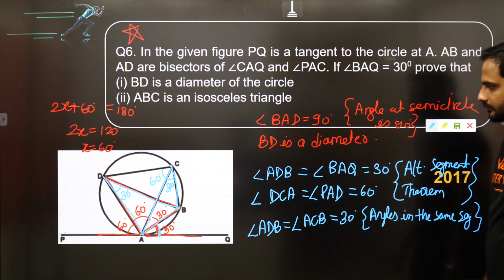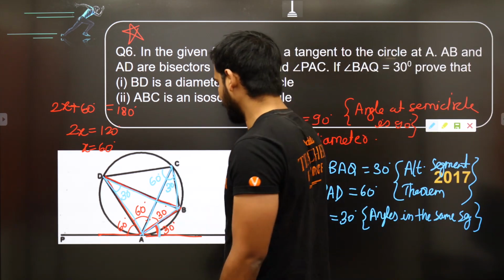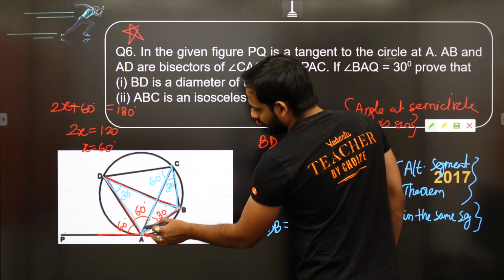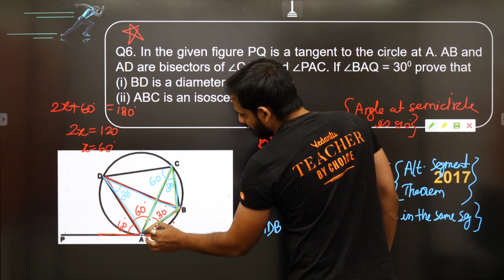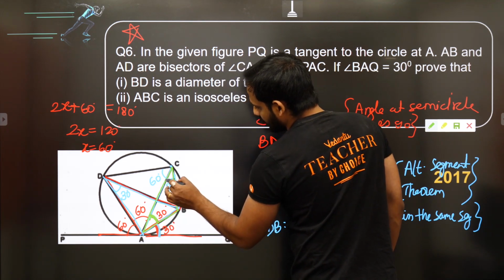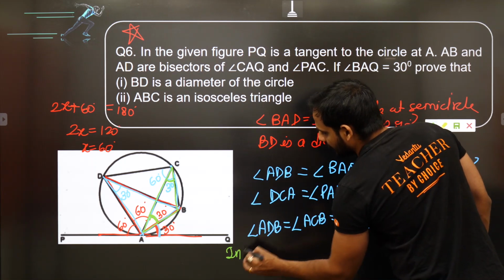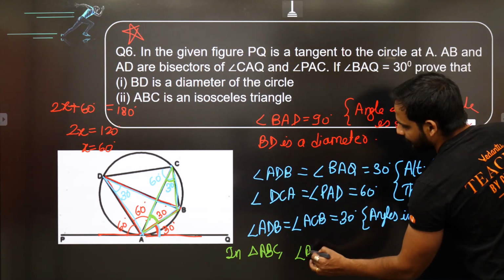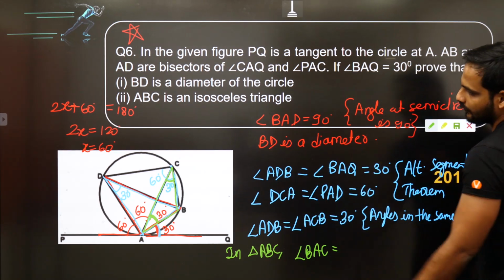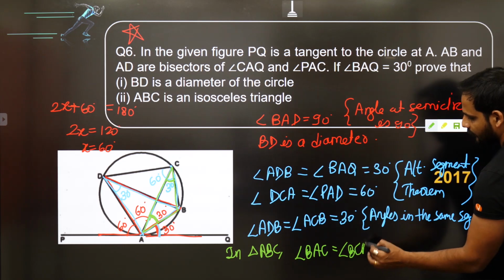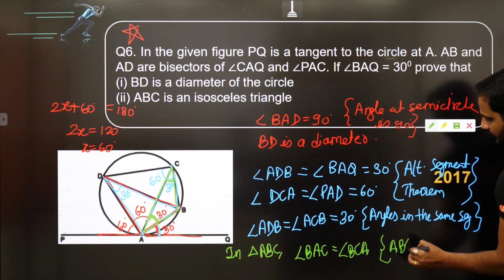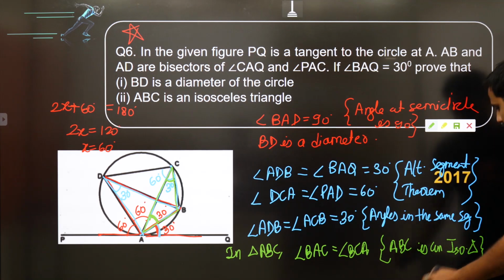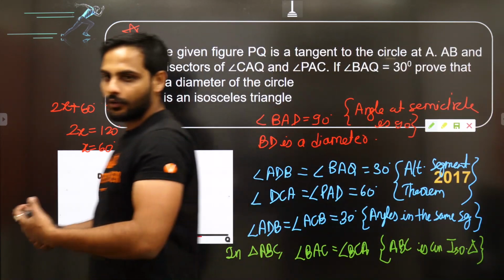I wanted to prove ABC is an isosceles triangle. So beta, now focus on ABC. In ABC beta you can see this angle is 30 degree. This is 30 degree. So now I can say sir in triangle ABC, angle BAC is equal to angle BCA. So I can say that means ABC is an isosceles triangle, as simple as that. So this is how the whole proof has been done.